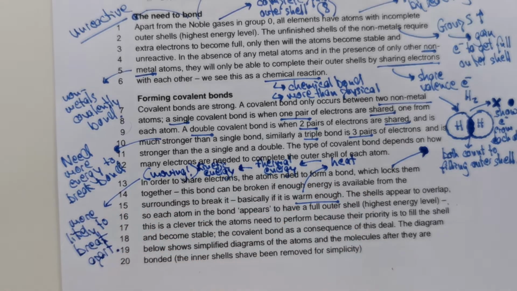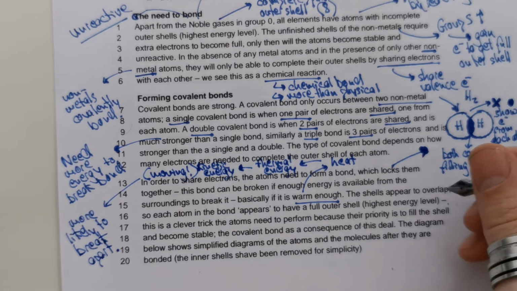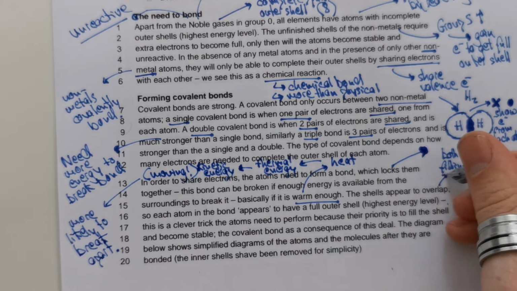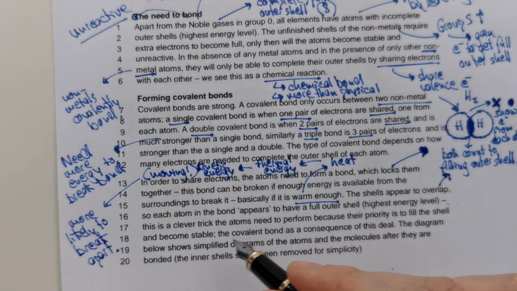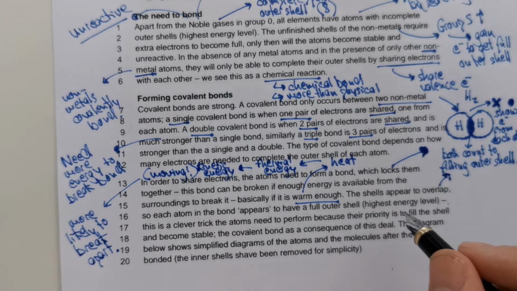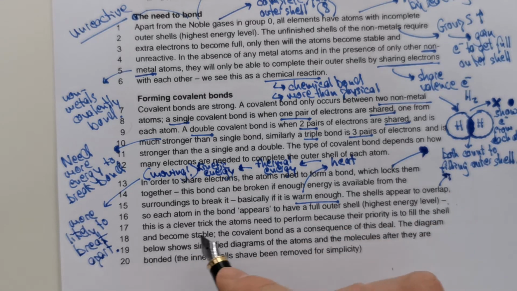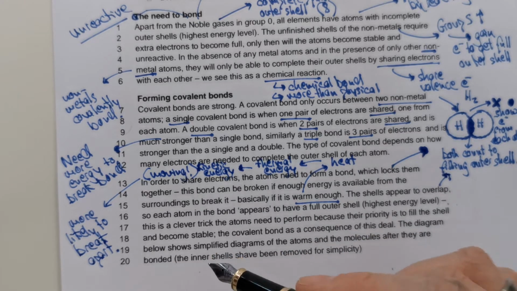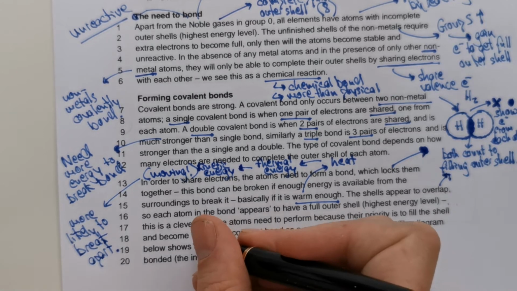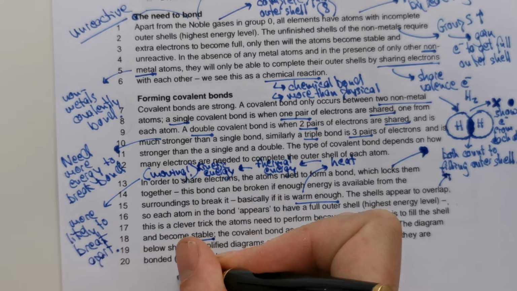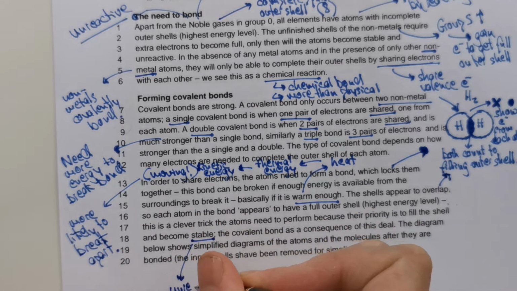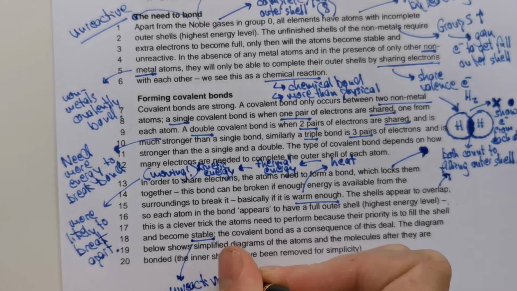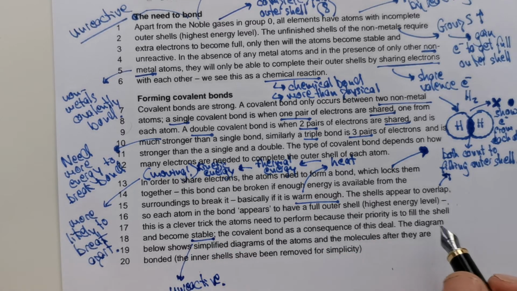Now, the shells appear to overlap. As we've set up here, they overlap. So each atom in the bond appears to have a full outer shell. This is a clever trick for the atoms because their priority is to fill the shell and become stable. And if you remember, if an atom is stable, it is unreactive. Covalent bonding is a consequence of this deal.